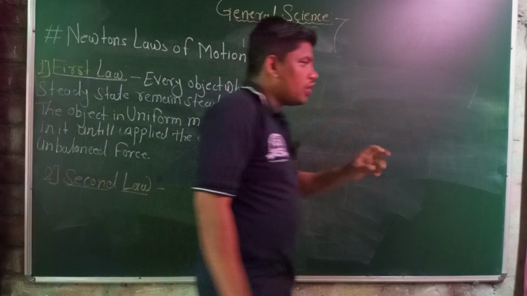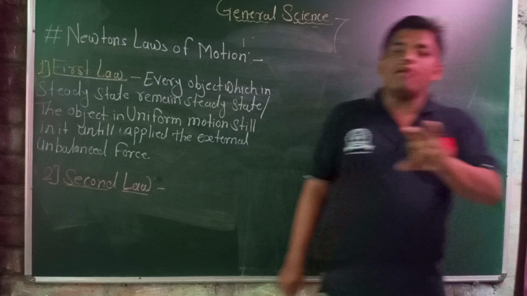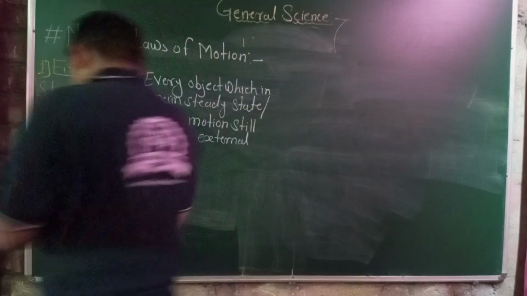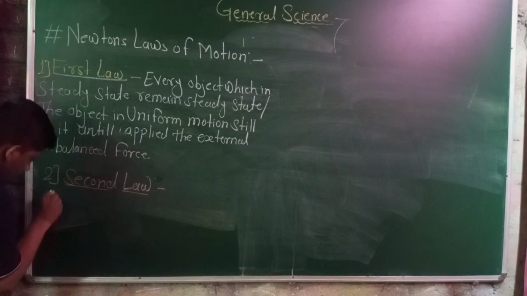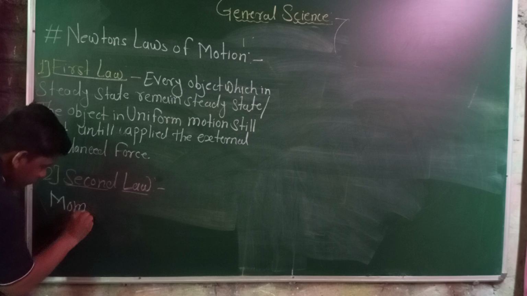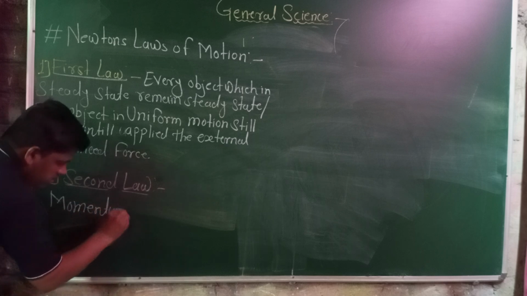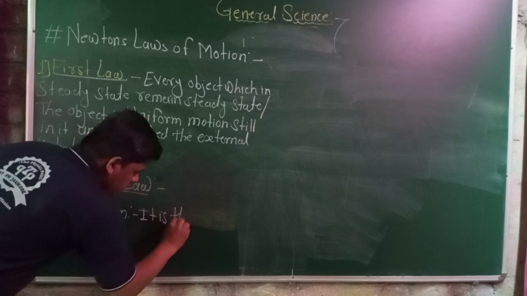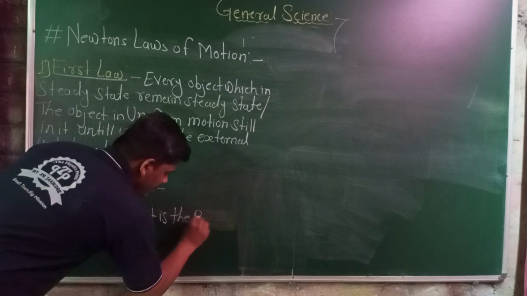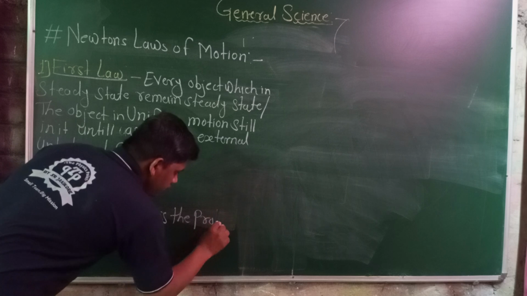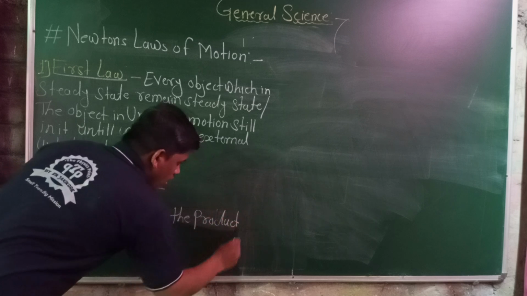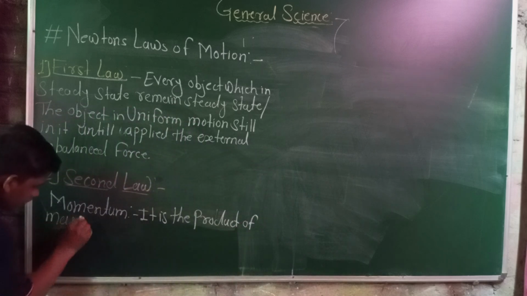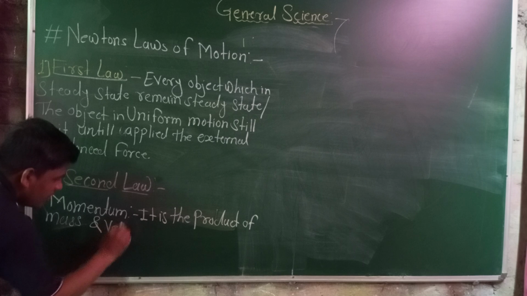Momentum is the product of the mass of the object and the velocity of the object which is in motion. Momentum is the product of mass and velocity of the object.